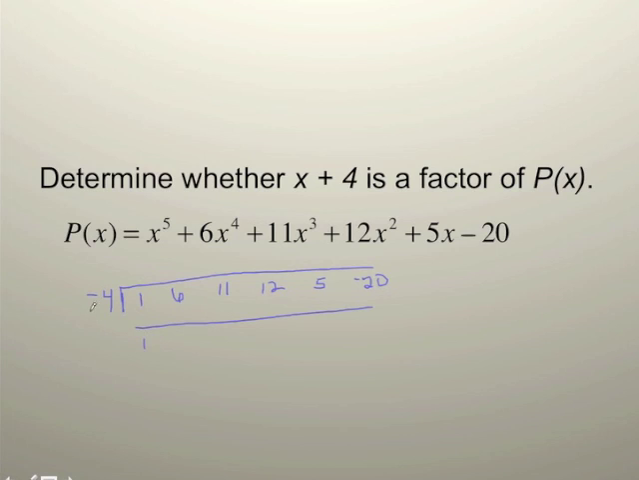Bring down the 1. Negative 4 times 1 is negative 4. Add is 2. 2 times negative 4 is negative 8. Add is 3. 3 times negative 4 is negative 12. Add is 0. 0 times negative 4 is 0. Add is 5. 5 times negative 4 is negative 20. And the remainder is negative 40. So no, x plus 4 is not a factor.